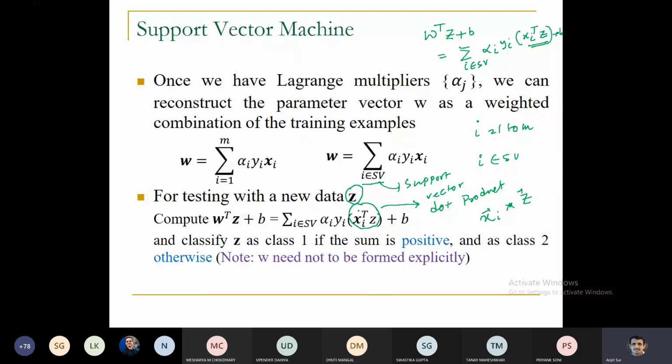Within this, we can understand that the data point Z to be classified is classified using xi and the corresponding Z with alpha i and yi. That is the major advantage of the SVM, because this dot product is very computationally efficient. That is one of the major observations of this sort of problem.